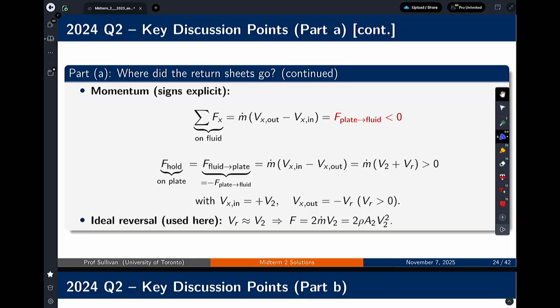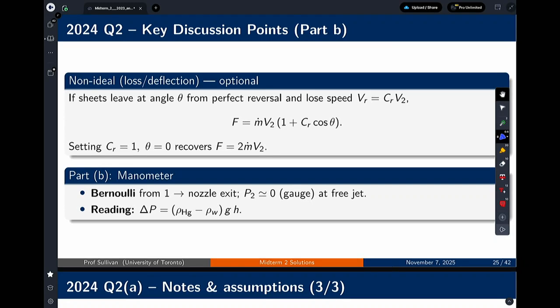So if Vr equals V2, force is equal to 2 m dot V2, and you end up with an expression that's 2 rho A2 V2 squared. If we had a deflection, you'd have force m dot v2 times 1 plus cr cos theta, and cr equals 1. Setting cr equal to 1 and theta equal to 0, you end up with the same expression as at the beginning.